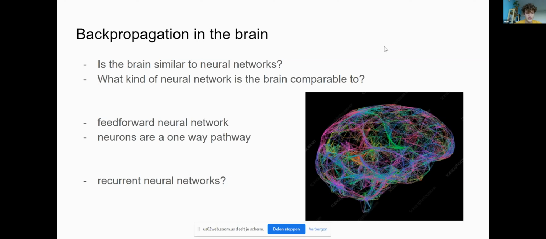The brain obviously is a lot more complicated than this. Real neurons are not nicely ordered in layers, but have connections that go in all kinds of directions. So obviously, this means the brain is not a feed-forward neural network. So vanilla backpropagation is not going to work, only because of this reason.